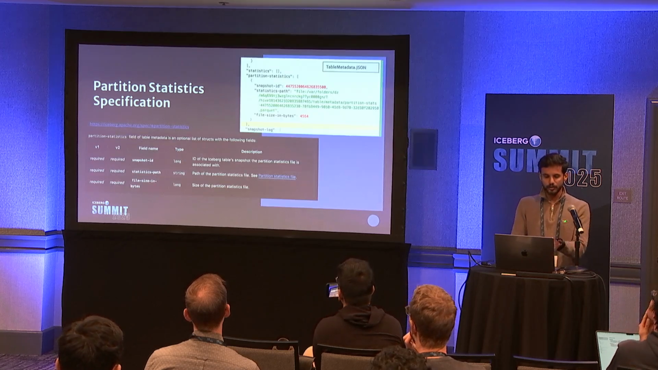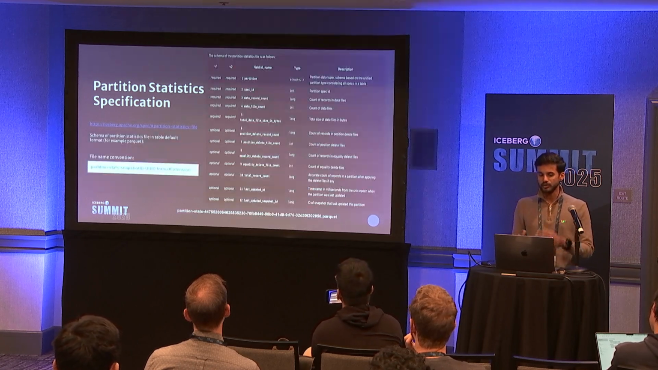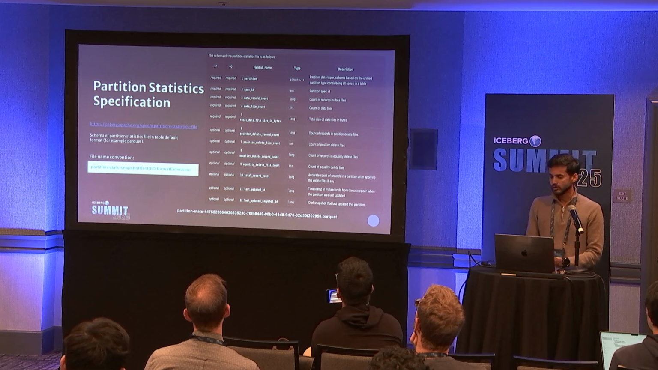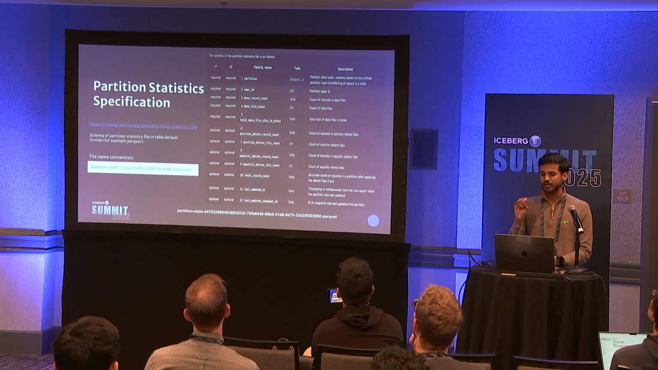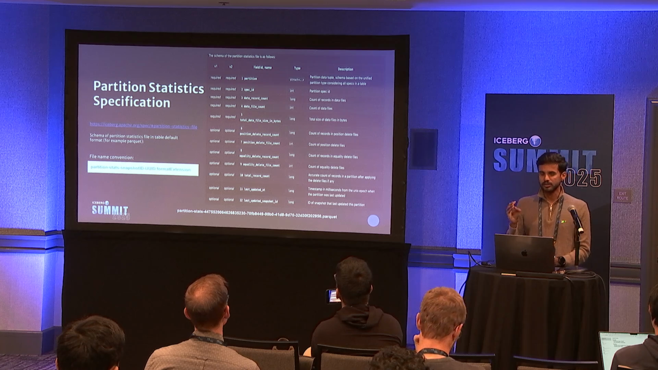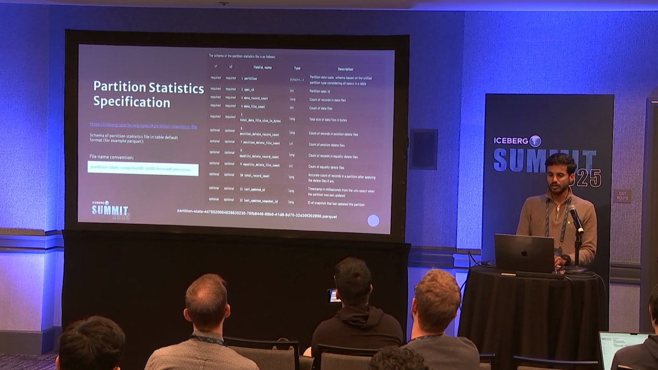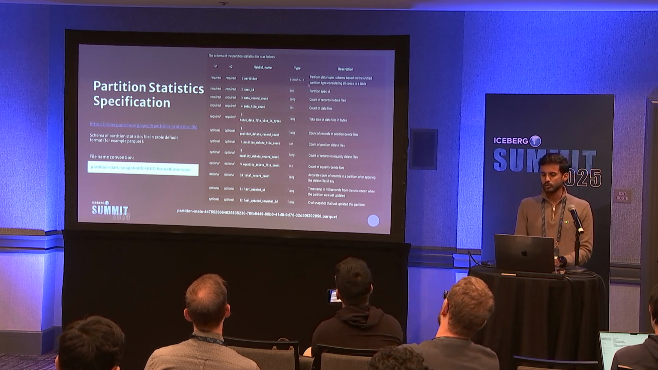And if you see how this statistics file is stored, as of now Iceberg supports storing it in the table's default format. For example, if you write your table in Avro, you can write the partition stats as Avro. If you write it in Parquet, you can store it as Parquet, like that. So the schema of the file will look like this.